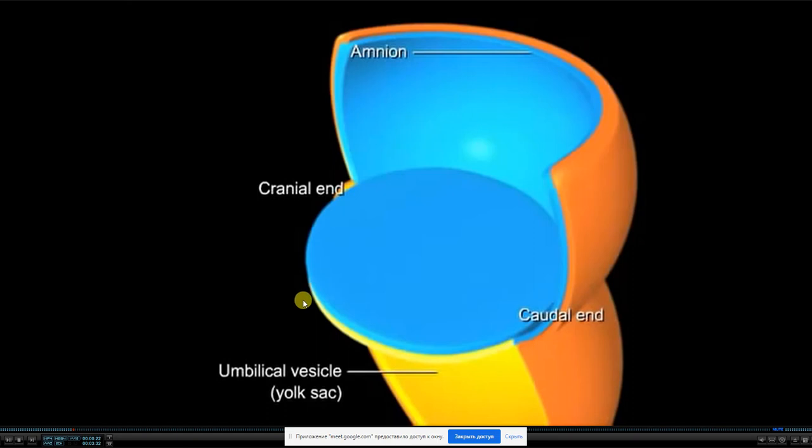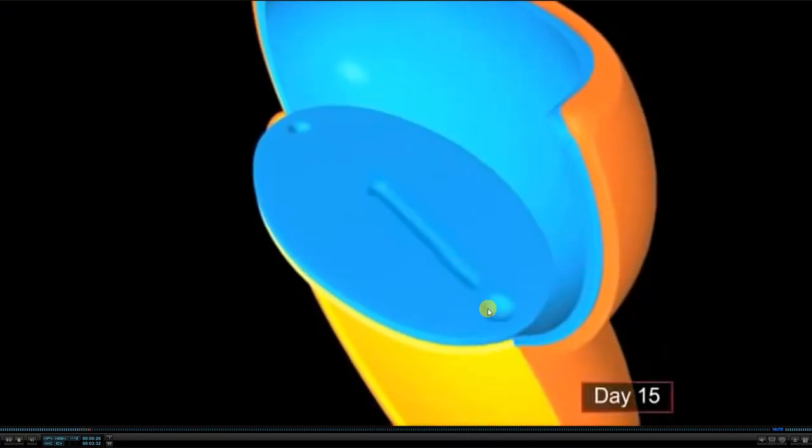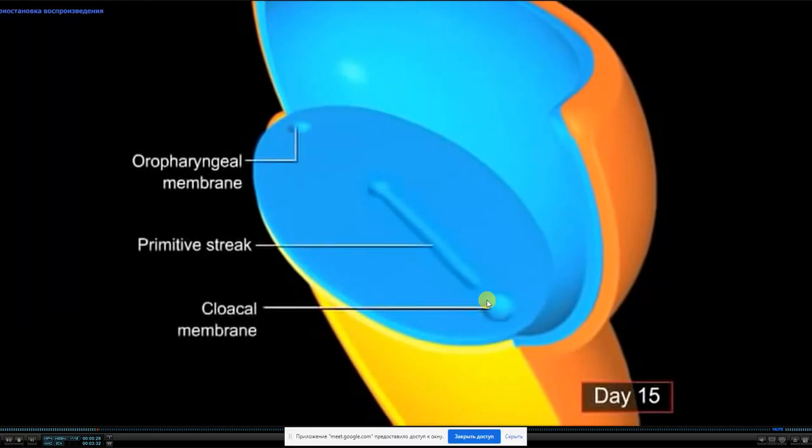Now we have to define these parts: the cranial end and the caudal end. The cranial end is the head end; cranium is the head, skull. This is the cranial end of the embryo. This is the caudal end. It's not defined yet, but soon it will be shown how it's defined. The caudal end is named as the tail end; cauda means tail in Latin.